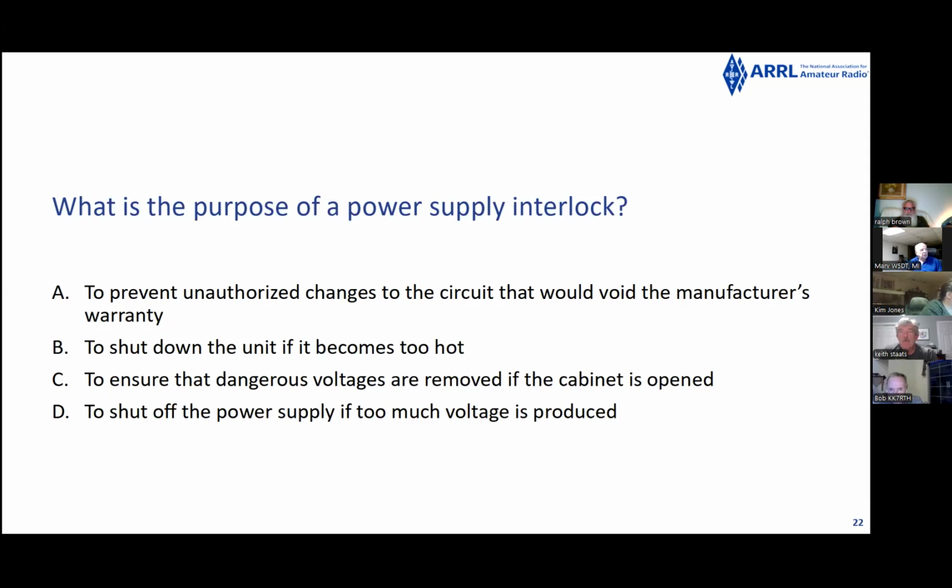What is the purpose of a power supply interlock? To prevent unauthorized changes to the circuit that would avoid the manufacturer's warranty, to shut down the unit if it becomes too hot, to ensure that dangerous voltages are removed if the cabinet is opened, to shut off the power supply if too much voltage is produced. C. Yep, C, to ensure that dangerous voltages are removed if the cabinet is opened.